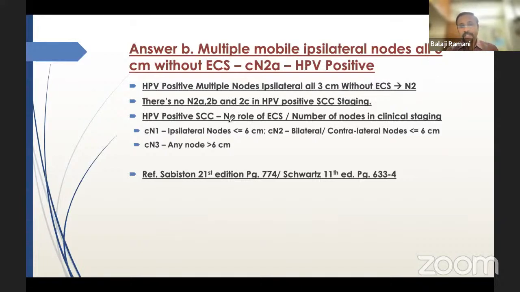Okay, so ipsilateral less than 6 is going to be N1. Contralateral less than 6 is going to be N2. And when you have a node which is more than 6, that is going to be N3. So kindly correct this. This is an error that I have typed here. This is N1. This is not N2. So in HPV positive, this is what I said.